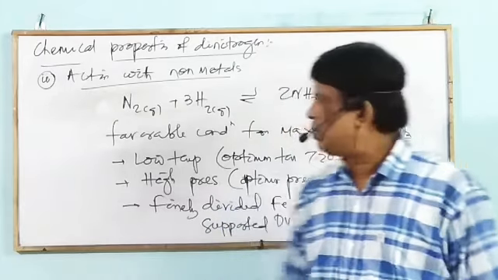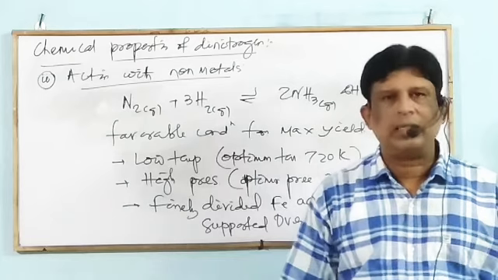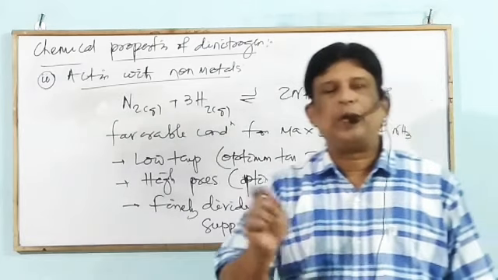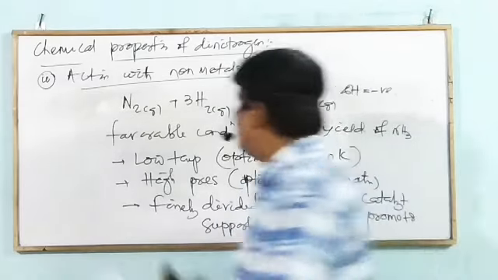Another example also: when dinitrogen combines with dioxygen, it results in the formation of nitric oxide. Mark the equation.